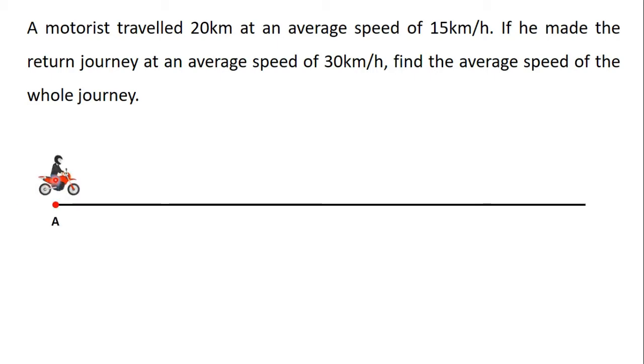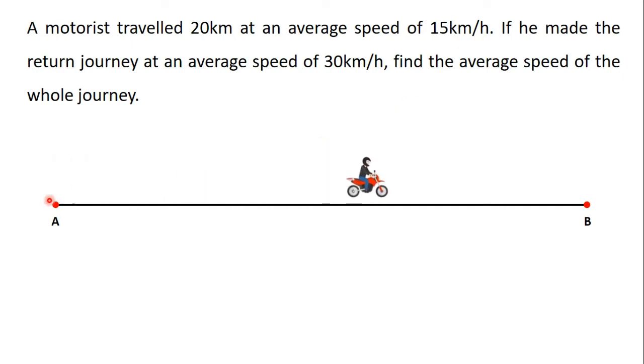So we have the motorist here, and this is the starting point. Let's call this point A, and let's call his destination or the ending point B. From the question, we are told that the motorist traveled a distance of 20 kilometers. So the distance between where he started and where he ended was 20 kilometers. So the distance between A and B is 20 kilometers. And he traveled at a speed of 15 kilometers per hour.